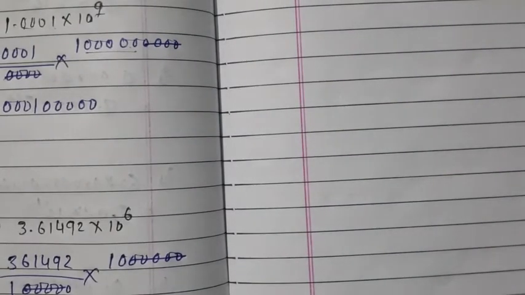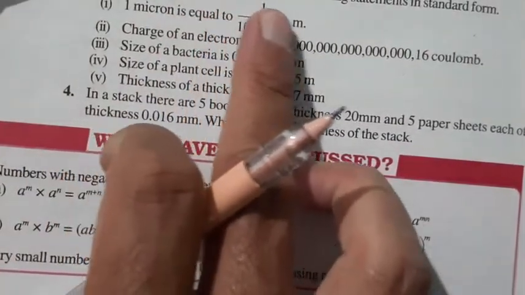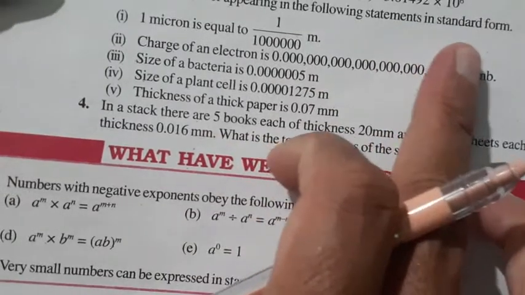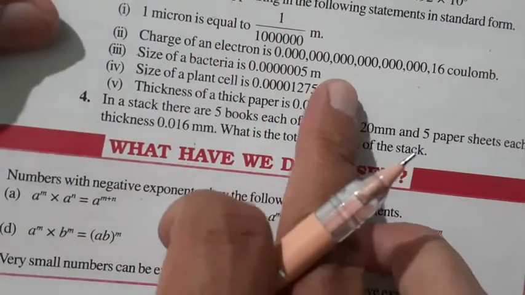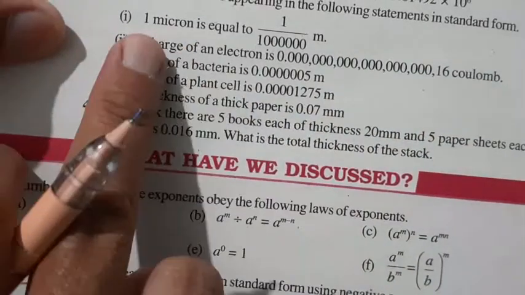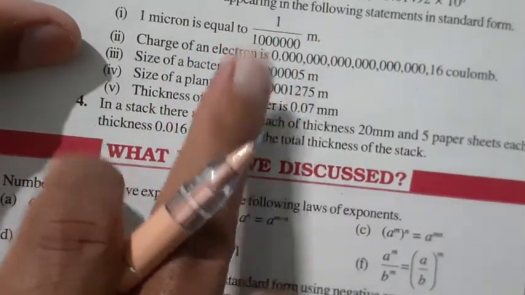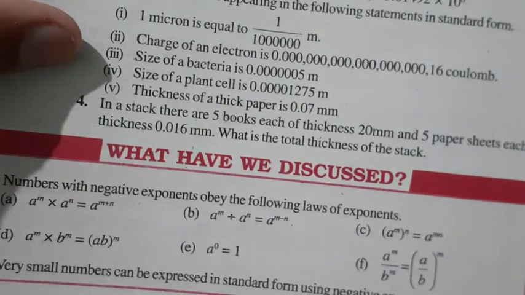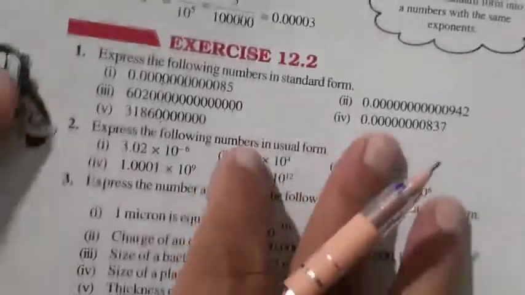Look, express the numbers appearing in the following statements in standard form. Okay, means here the numbers are given, you just convert those numbers into standard form. Just copy the questions and then write down the standard form. Here I just write down the standard form of those numbers only. Okay, let me start.